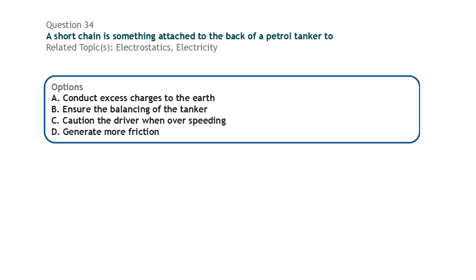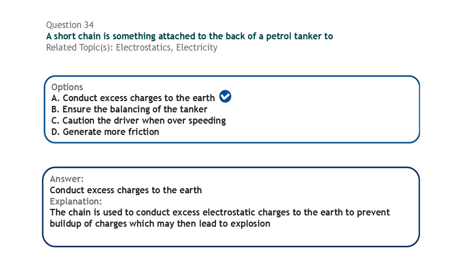Next on electrostatics: a short chain is sometimes attached to the back of a petrol tanker. This is to conduct excess charges to the earth, to prevent the accumulation of charges, which can lead to an explosion of that petrol tanker. So those chains are attached to the back of those tankers in order to conduct the excess charges to the earth.